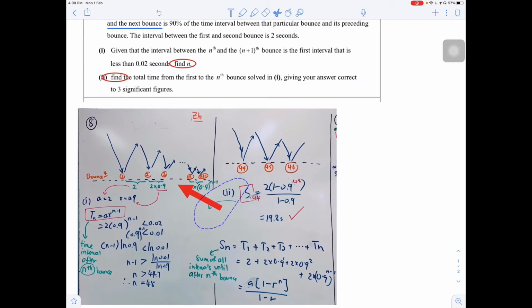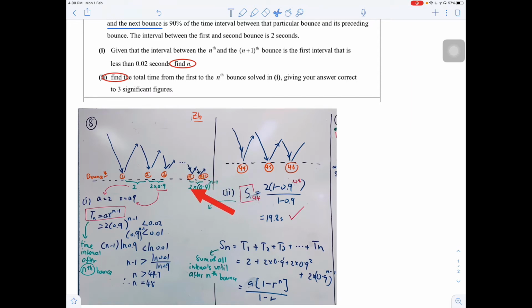In part 1, what are we supposed to find? We are given that the interval between the nth and the n plus 1 bounce is the first interval that is less than 0.02 seconds. We're supposed to find n. So we need to find a representation of this time duration. What is that expression? I've already written it here, but how do we actually come up with this expression?